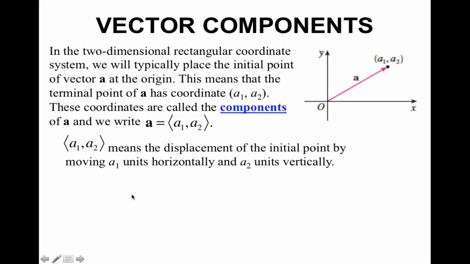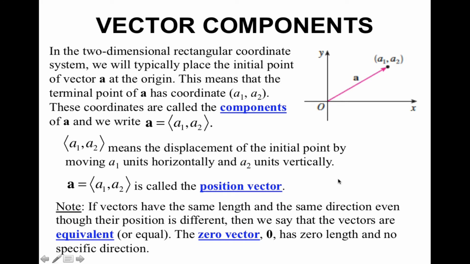So a sub 1 comma a sub 2 means the displacement of the initial point by moving a sub 1 units horizontally and a sub 2 units vertically. So this is our horizontal displacement, and this is our vertical displacement. And we call this vector the position vector. And a side note, if vectors have the same length and the same direction, even though their position is different, then we say that the vectors are equivalent or equal. The zero vector has zero length and no specific direction.